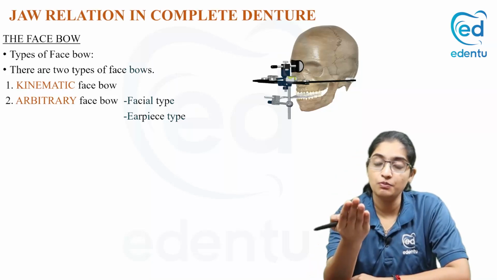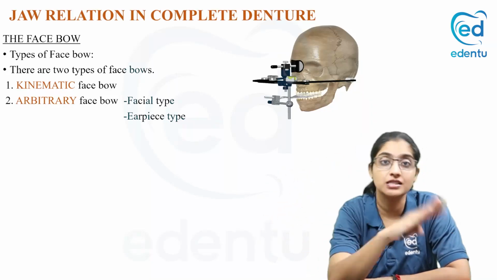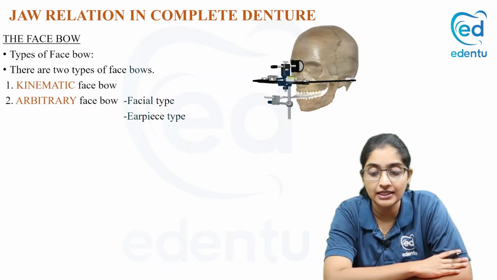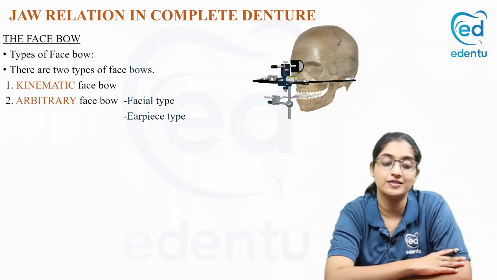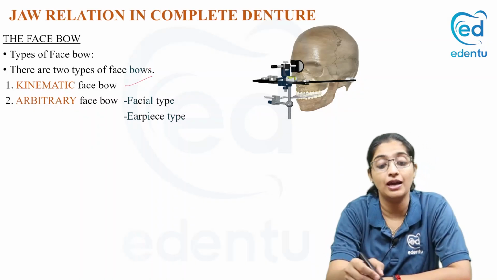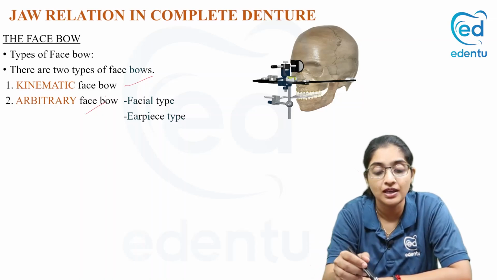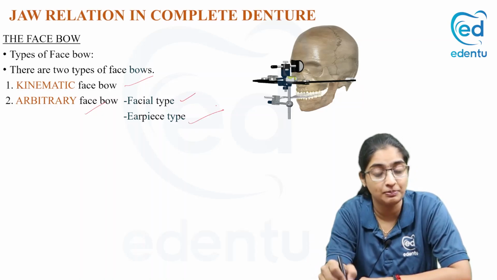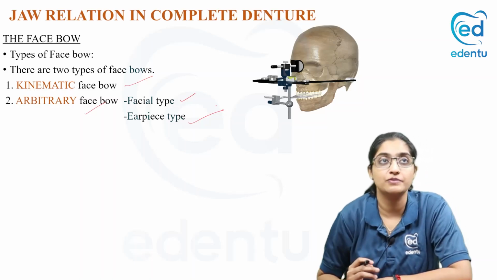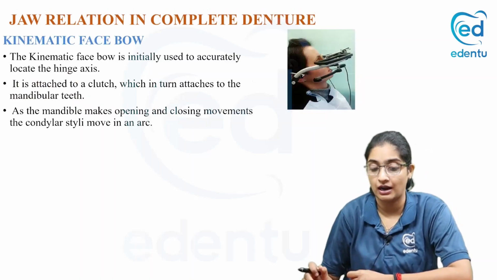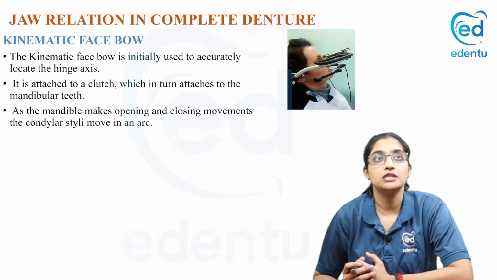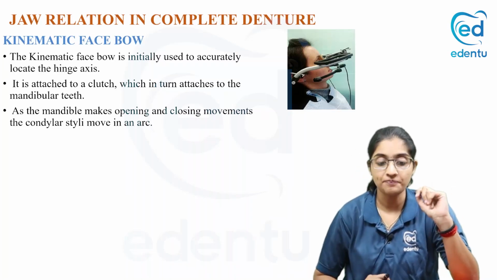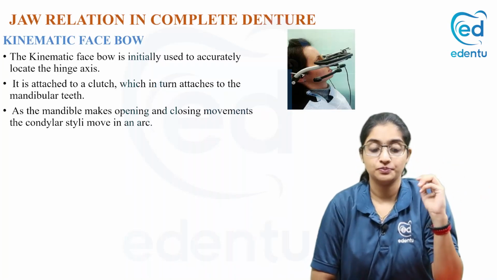So your face bow is to transfer your maxillary relationship to the articulator. You have two different types of face bows: a kinematic face bow and an arbitrary face bow. An arbitrary face bow can be either a facial type or an earpiece type. As the name suggests, an arbitrary face bow is something tentative, arbitrary. Okay. What is a kinematic face bow?